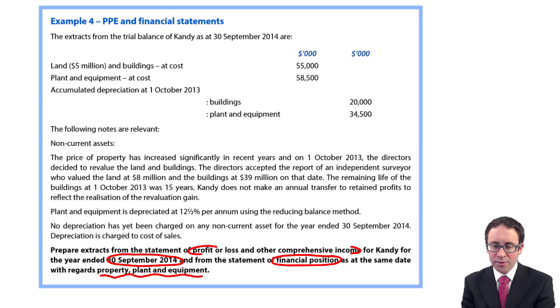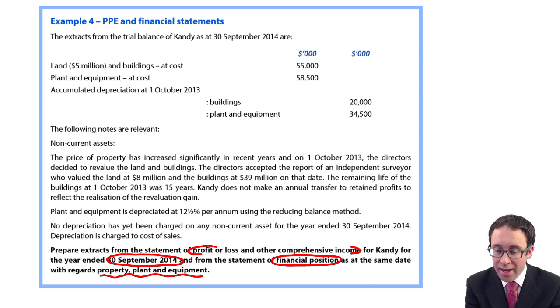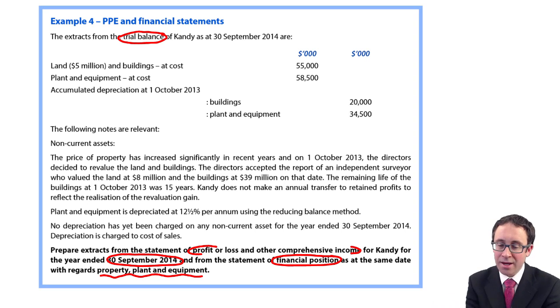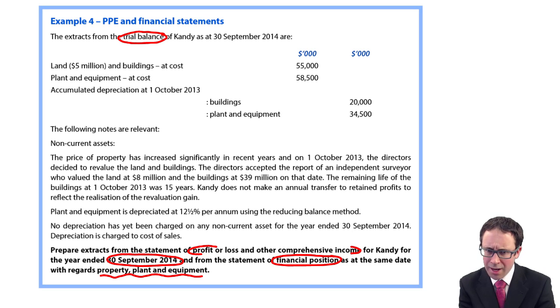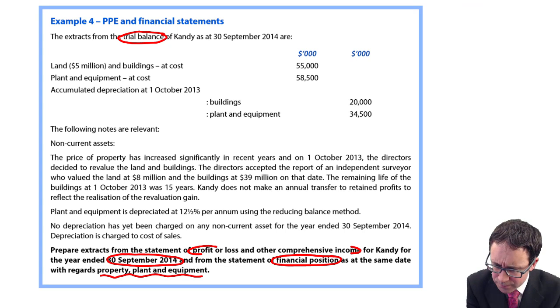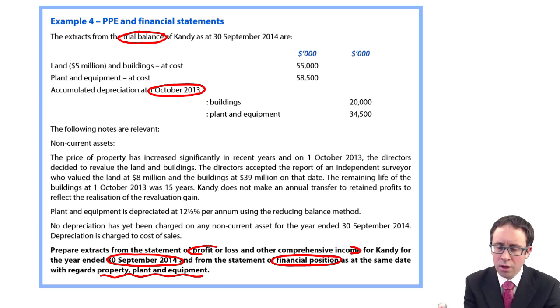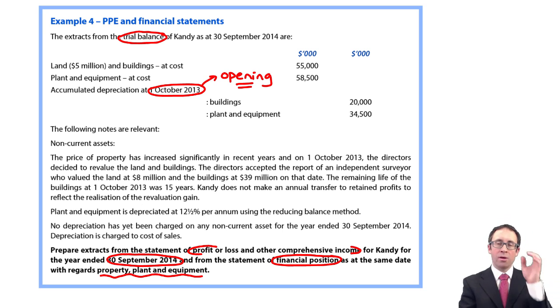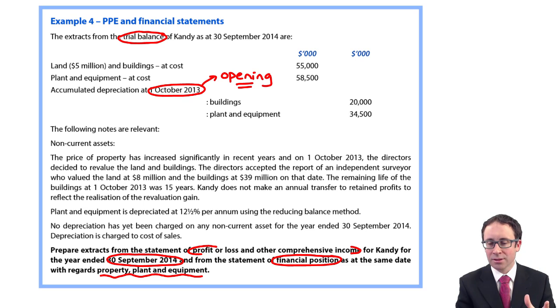So it says the extracts from the trial balance. Like a normal section C, individual company accounts preparation, you've got the TB at the end of the year. So you can see we've got some land and buildings, some plant and equipment, and then the accumulated depreciation. Just note that's at the 1st of October 2013. So that's the opening accumulated depreciation balance.